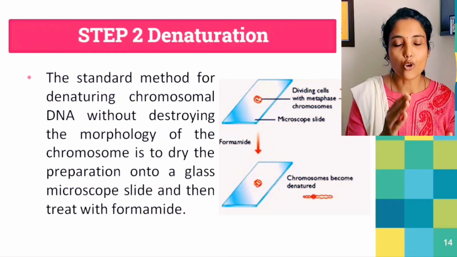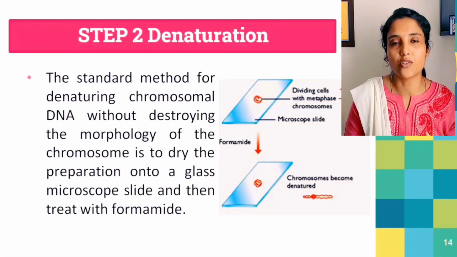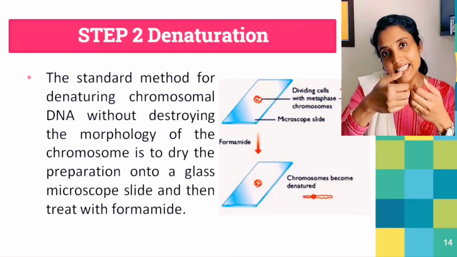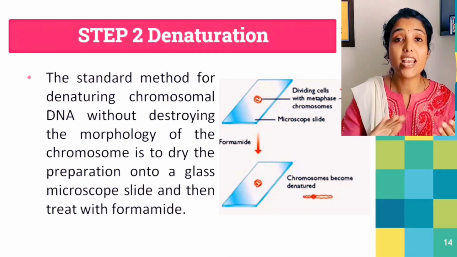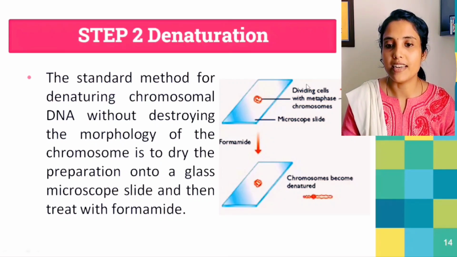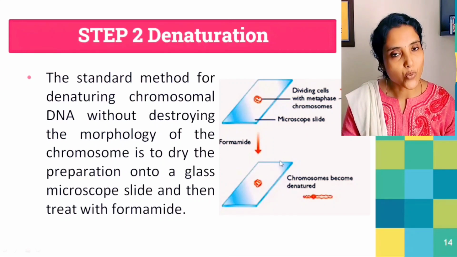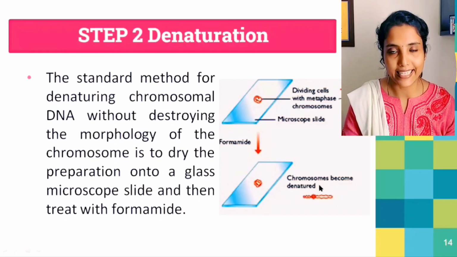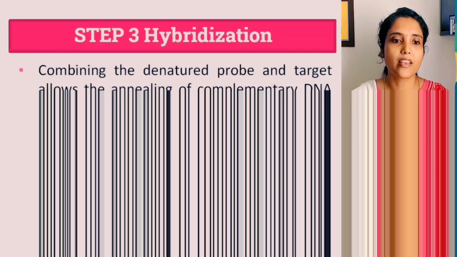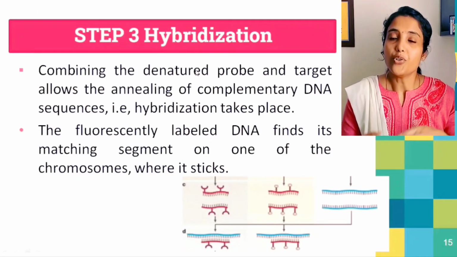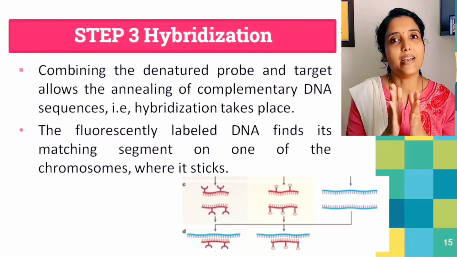What happens is, the shape of the chromosome is not destroyed, but internally the DNA is denatured. The double strand becomes single strand, and the basic shape remains as such. That is what is being shown over here. Dividing cells with metaphase chromosomes are fixed on the microscopic slide. You treat it with formamide, so the chromosome becomes denatured. That is just shown with a representation over here. So after denaturation, your probe is also denatured and your target DNA sequence has also been denatured. The next step will be hybridization.